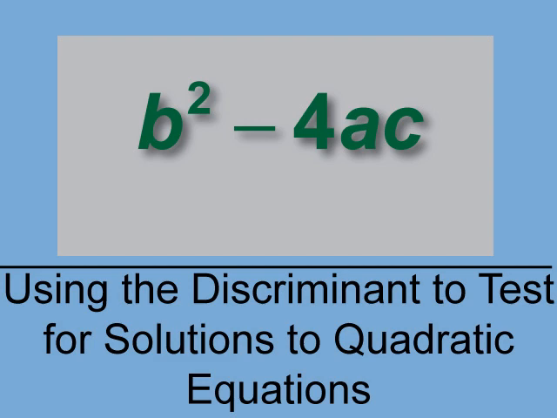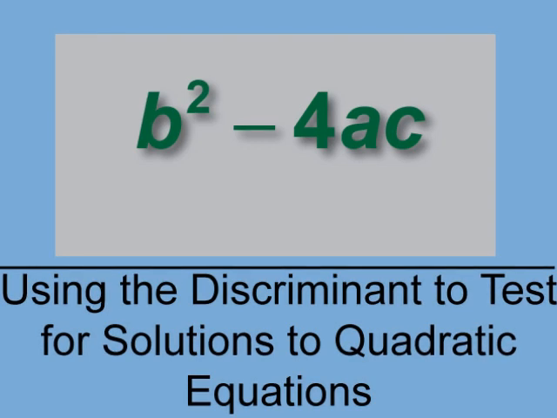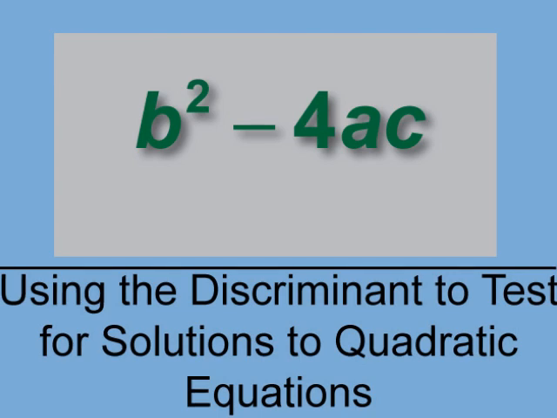There are a number of techniques for solving quadratic equations, but none of these techniques is of any use if the quadratic has no real solutions. So the discriminant is a useful tool for testing if a quadratic has any solutions at all. In this video, we'll look at examples where we use the discriminant to determine if a quadratic has any real solutions. Let's start with an example.